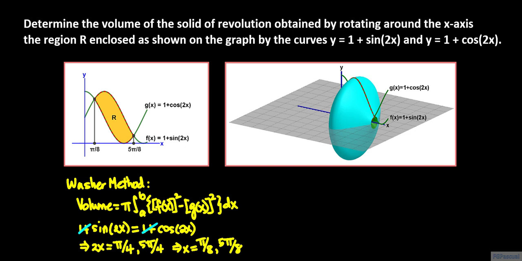And so it's time to set up the volume integral. The volume of the solid of revolution should be equal to pi times the integral from pi over 8 to 5 pi over 8 of the square of 1 plus sine 2x minus the square of 1 plus cosine 2x.